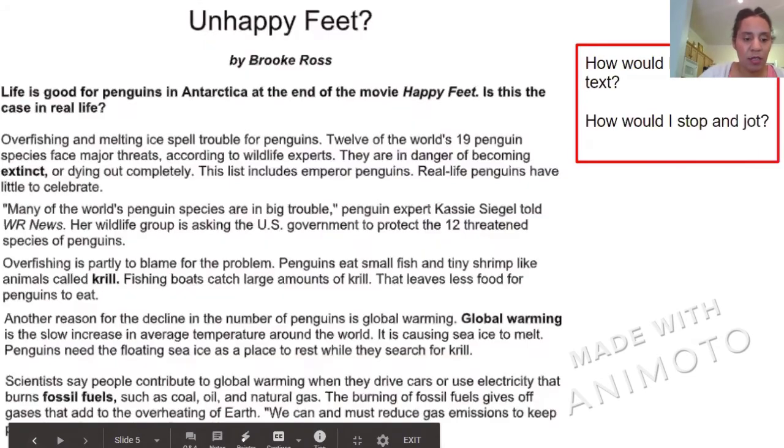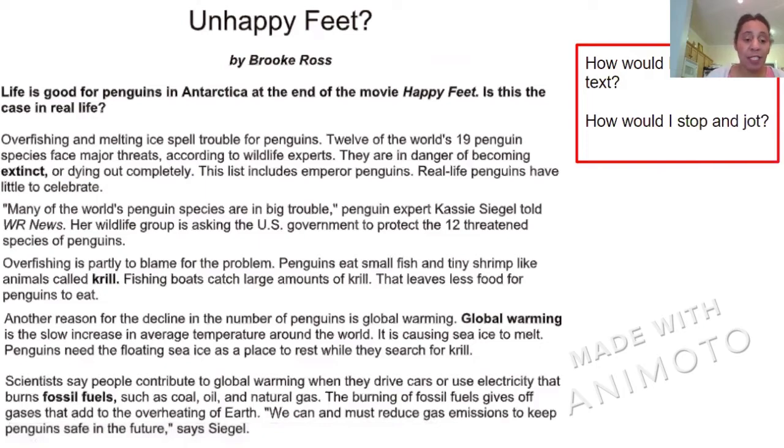Sorry, guys. Alrighty. Another reason for the decline in the number of penguins is global warming. Global warming is the slow increase in average temperature around the world. It's causing sea ice to melt. Penguins need the floating sea ice as a place to rest while they search for krill.